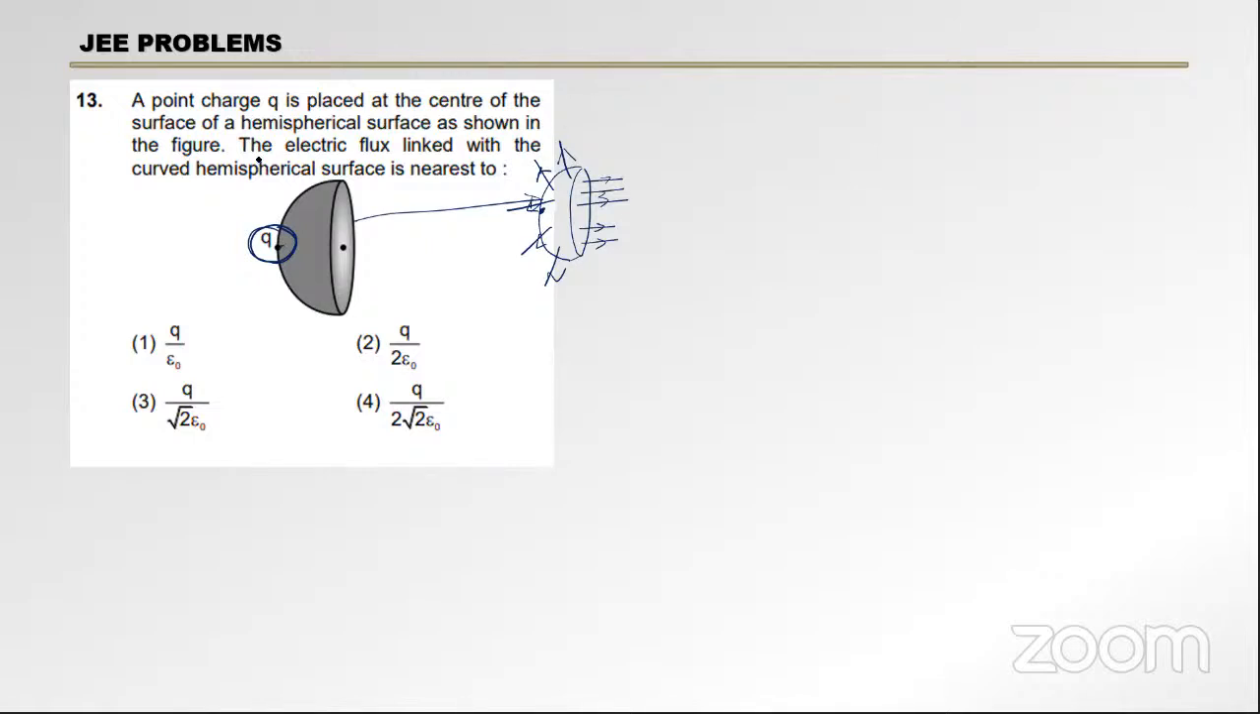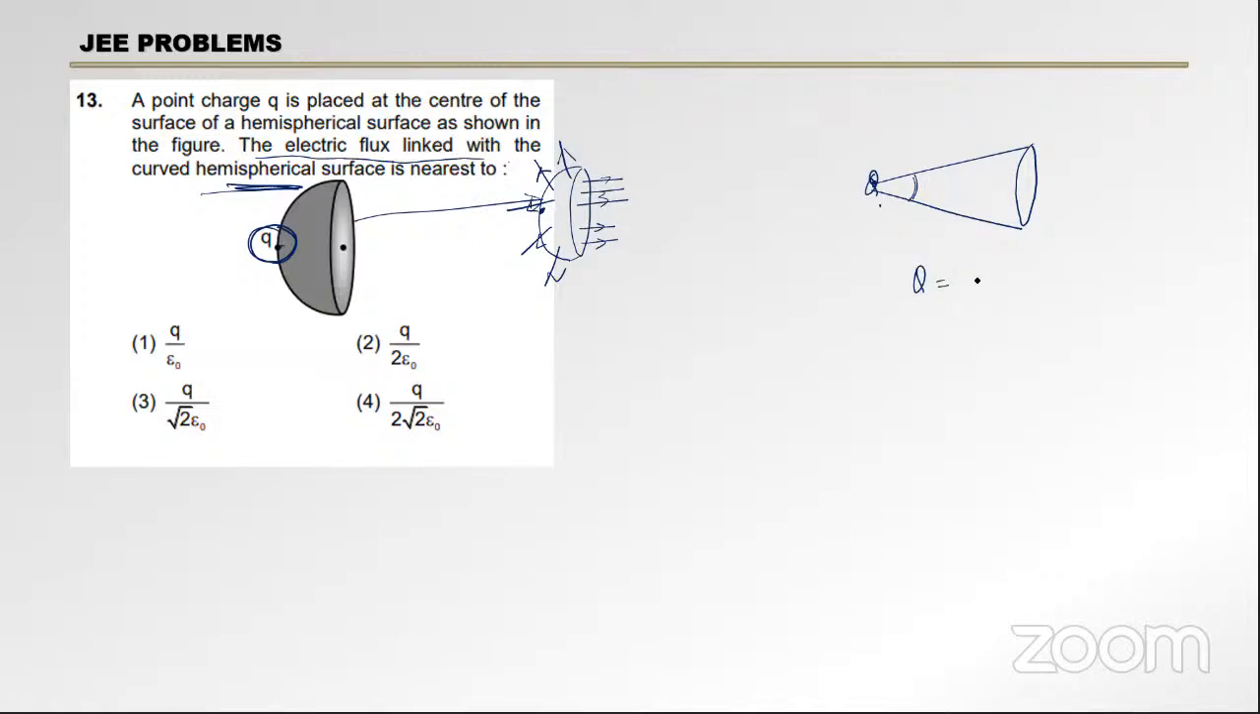Okay, so it is asking here the electric flux linked with the curved one. So we have to find the electric flux which is linked with the curved one, right? So the curved one has to be found. I think you know this formula already of solid angle. If the solid angle is like this, then there is one formula to find the flux if charge is there.